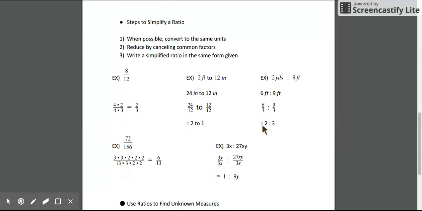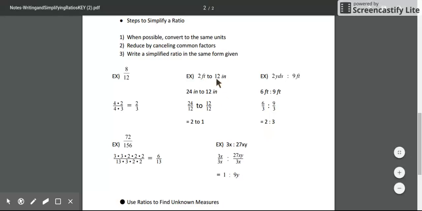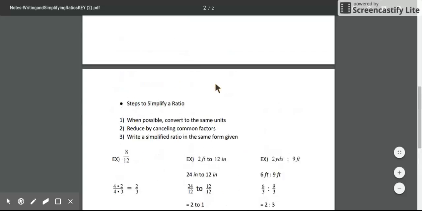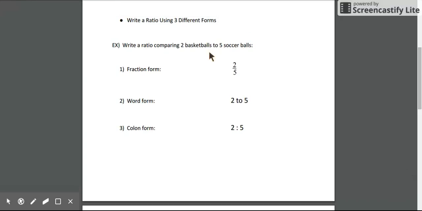Another thing we need to be able to do is simplify a ratio. We always want to write ratios in a simplified form or a reduced form. And so we can use these 3 steps to help us do it. Whenever possible, you always want to convert your ratio to the same units. So for example, here I'm comparing feet to inches. My first step is going to either write them both in feet or both in inches, whichever helps me more. If that's not possible, then it's not necessary to do. Like in this last example, there's no way to make basketballs soccer balls. So we can't make them the same unit or the same thing. So we just simply write the simplified number ratio, 2-to-5.